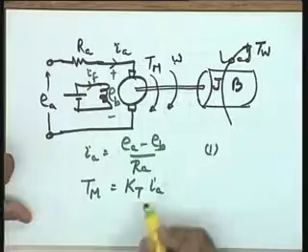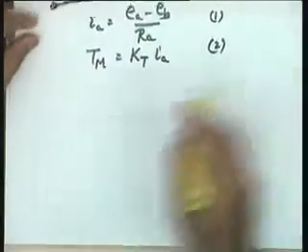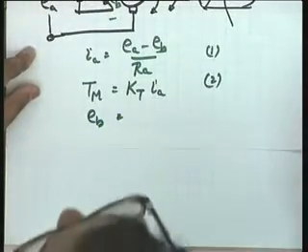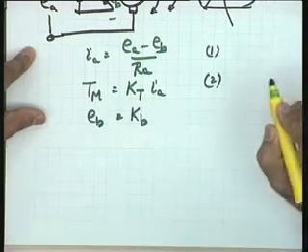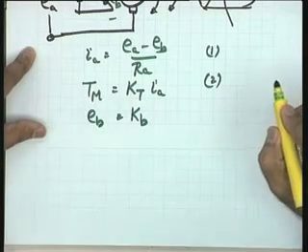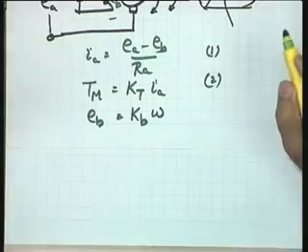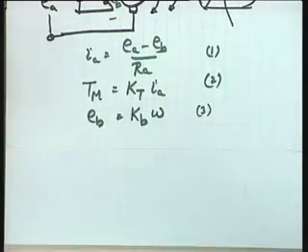What other equations will come? What is the value of Eb, please? This is equation number 2. Eb I can take as proportional to speed, of course, and therefore I take a proportionality constant Kb, which is the back EMF constant. Proportionality constant Kb into omega, omega is the speed in radians per second, and this is your equation number 3.